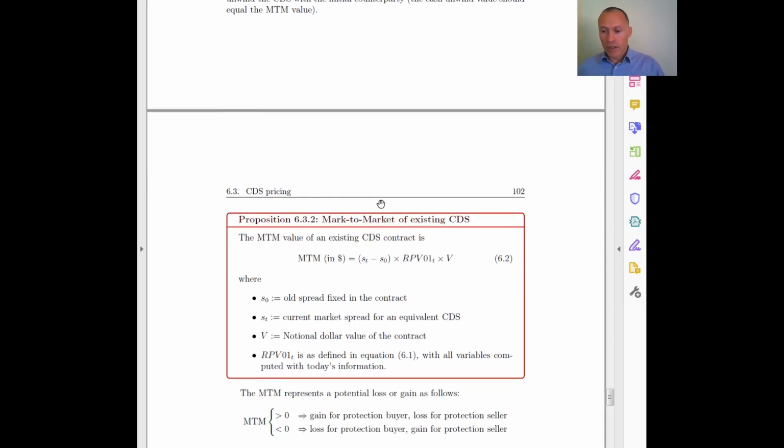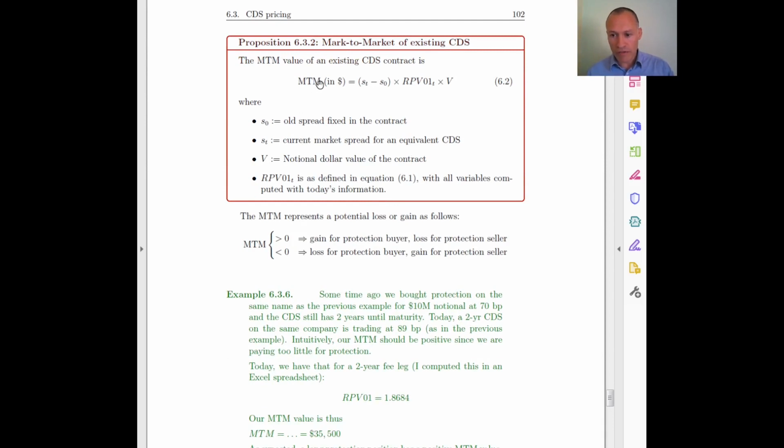The idea is the following: the mark-to-market value of the contract, an amount in dollars, is going to be given by this expression that we have here. V is the notional of the contract. This risky present value is that function we defined in the previous section. Sorry, let me rephrase that. It gives me the risky present value of 1 basis point. So when I multiply that expression by a given spread, it gives me the value of all the spreads that are going to be paid.